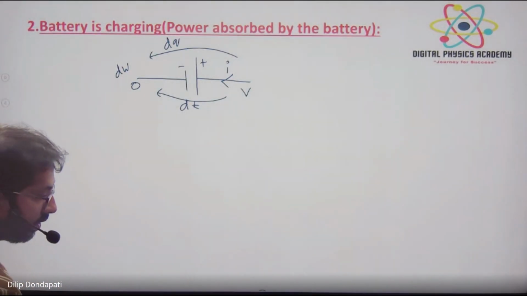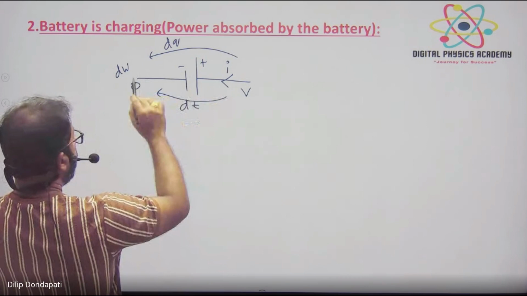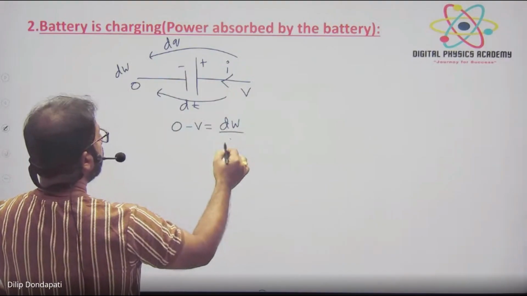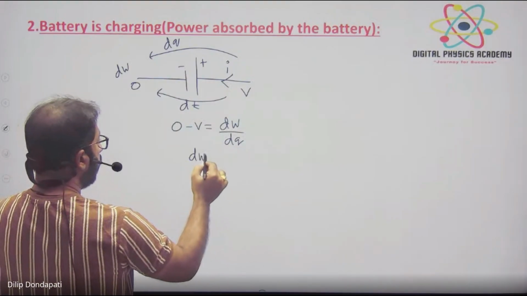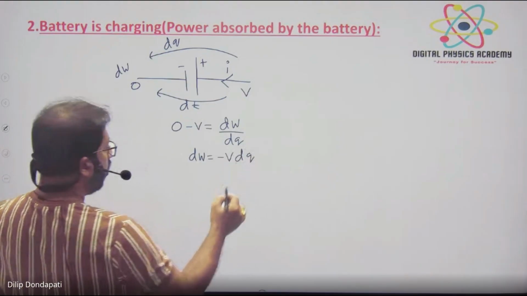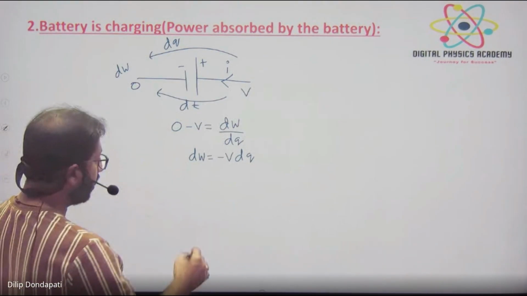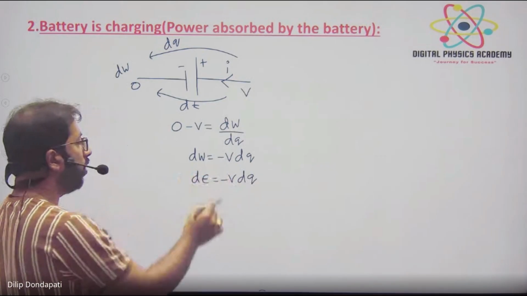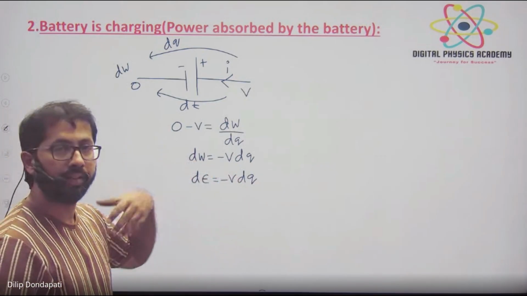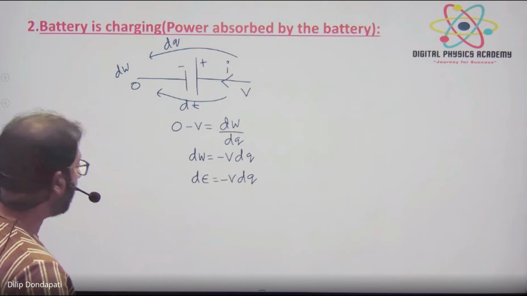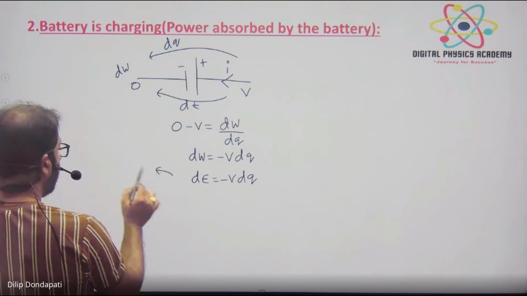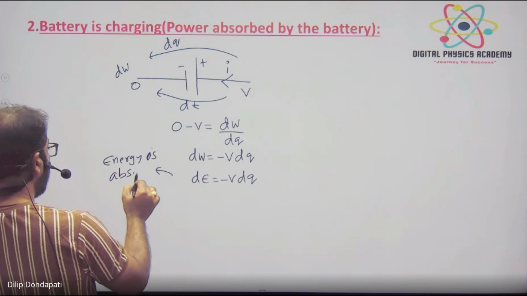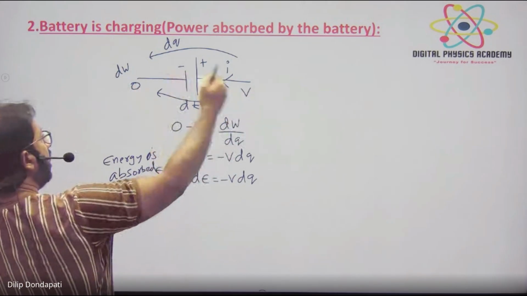Okay, now apply the relationship. V final minus V initial, right? So 0 minus V is equal to small work done by external agent upon test charge dq. So from this, dW is equal to minus V dq. And dW is nothing but dE only, minus V dq. Minus means the work is obtained; instead of minus I can write that energy is absorbed by the battery, right? Because it's charging, the energy is getting absorbed.